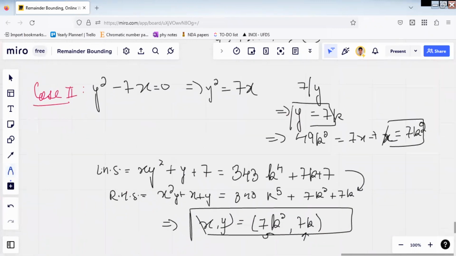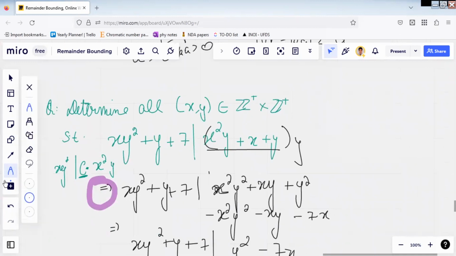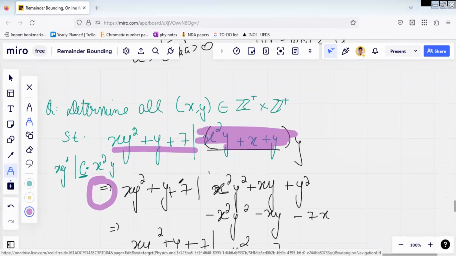Like in this problem, the main idea was to multiply this thing by y and then subtract x times this thing, so as to remove the 3-degree thing which you already have. So this is one of the main ideas.